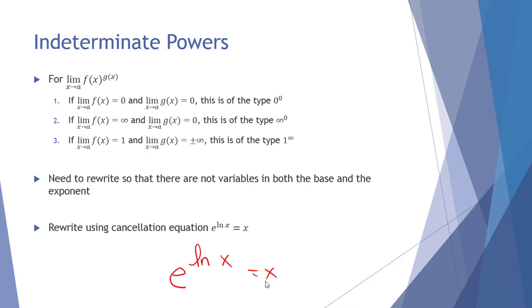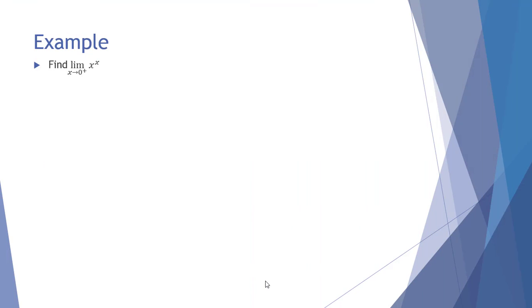Let's take a look at what that looks like in an actual example. So let's find the limit as x approaches 0 from the right of x raised to the x power. So this is about as straightforward as I can get for you. These aren't real complicated functions. It's just a variable in the base and a variable in the exponent. Notice when we try to do direct substitution for this, that would be that 0 raised to the 0 form.